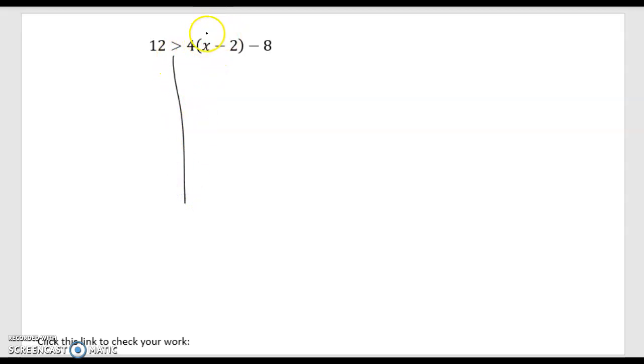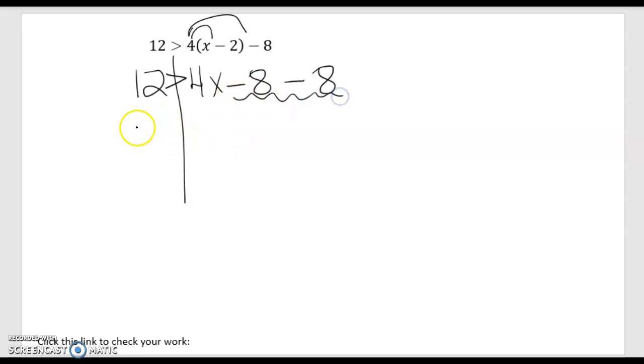For this one, we're going to start anytime we see those parentheses, that tells us that we should be distributing, right? So 4 times x gives me a 4x. 4 times a negative 2 gives me a negative 8. And then I have this minus 8 at the end. Bring down everything else. I'm going to go ahead and combine these like terms.